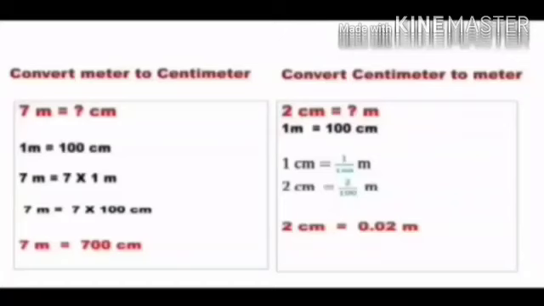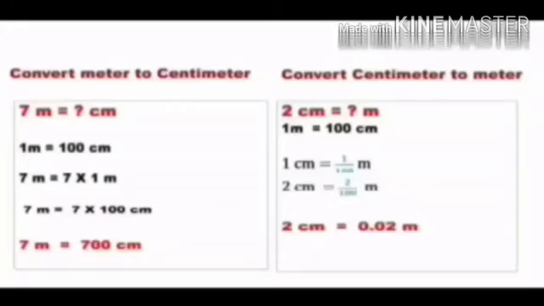If we have a question, find how many centimeter are there in 7 meter. We can write 7 meter as 7 times 1 meter. In the place of 1 meter, we can write 100 centimeter. So 7 meter equals 7 times 100 centimeter. Hence, 7 meter is equal to 700 centimeter.